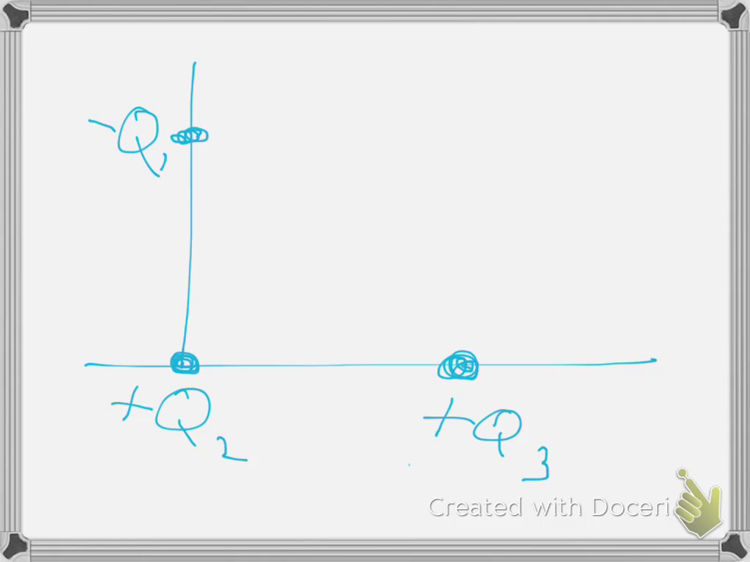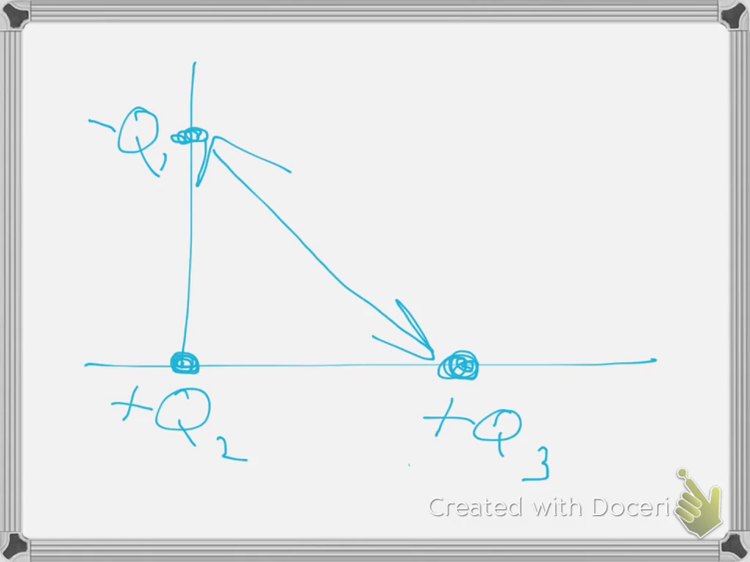So Q1, Q2, and Q3. So let's say we want to find the net force on Q3. So let's think about that. Well, let's look at this force pair relationship here. Q1 is going to pull on Q3 because they're oppositely charged. Like charges repel, opposite charges attract. So it's going to pull on Q3.